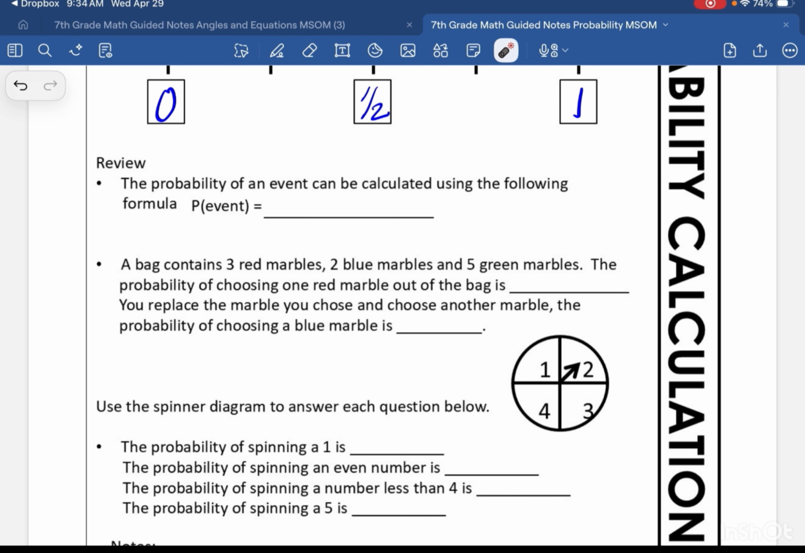Okay, let's look at this review. The probability of an event can be calculated using the following formula. So the probability of event is going to be desired outcomes over total possible outcomes.